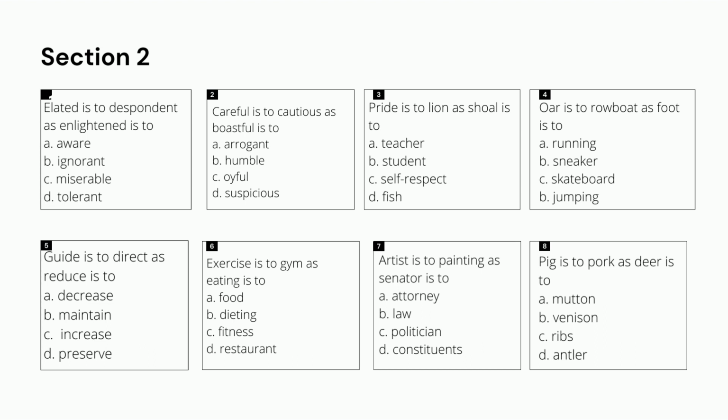It would be A, arrogant. Okay. So careful is to cautious. Those are synonyms. And boastful, synonym of boastful, is arrogant. I think you guys are really getting the gist of this.